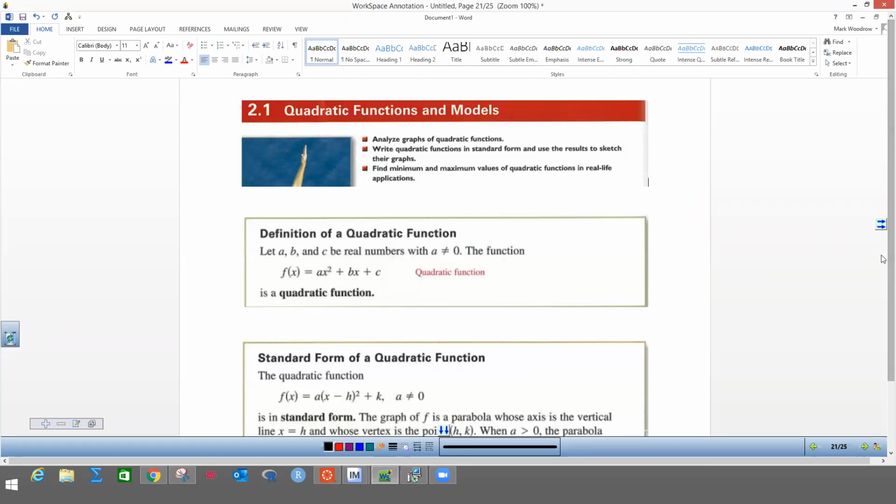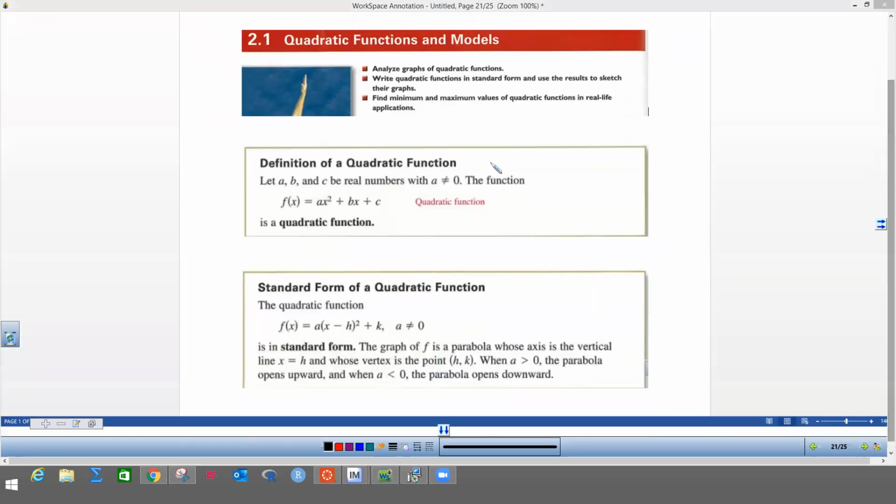Okay, so on quadratics, we've already done quadratics, but we're going to do something a little different today. The main thing we're going to be doing differently is the standard form of a quadratic equation, which is also known as vertex form, because you can find the vertex right from this equation. So this right here is called the definition of a quadratic. It's also known as the general form of a quadratic.